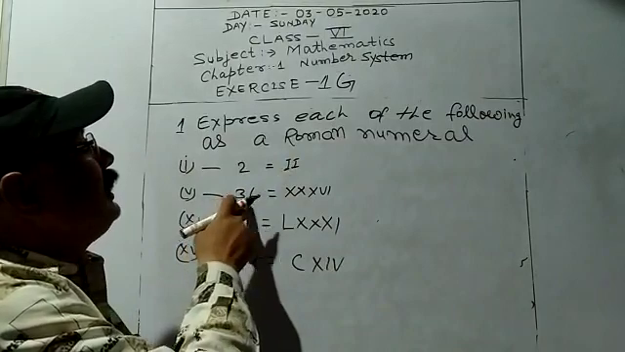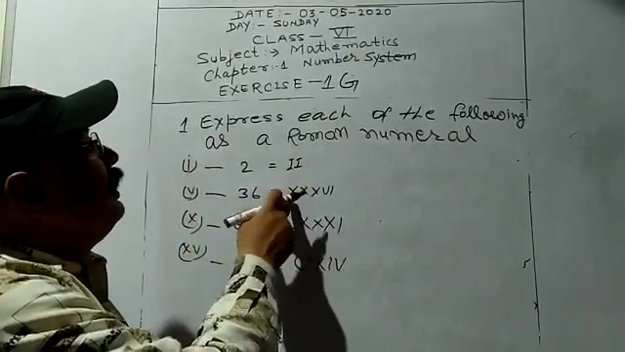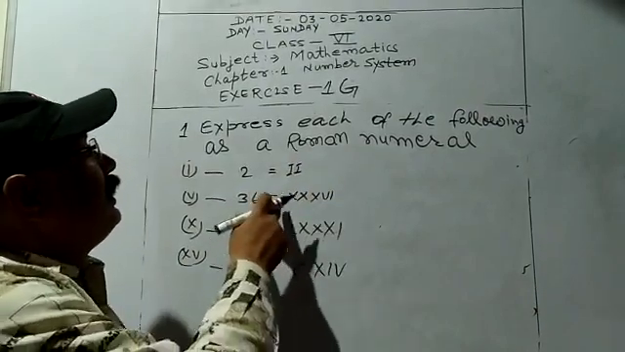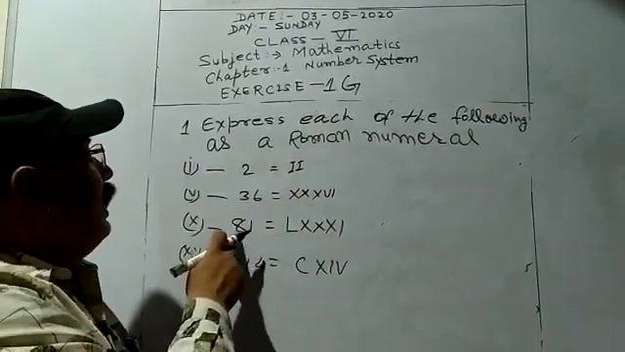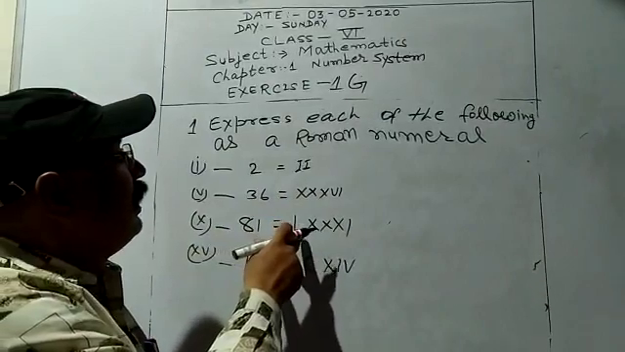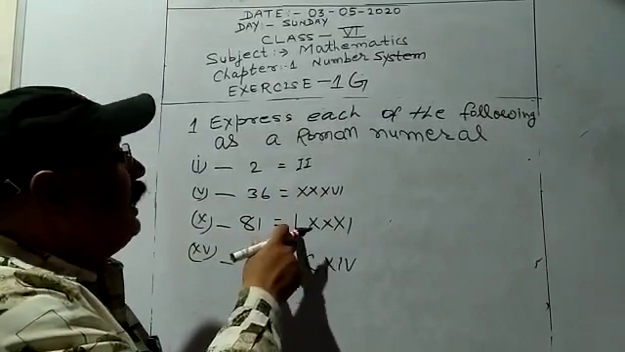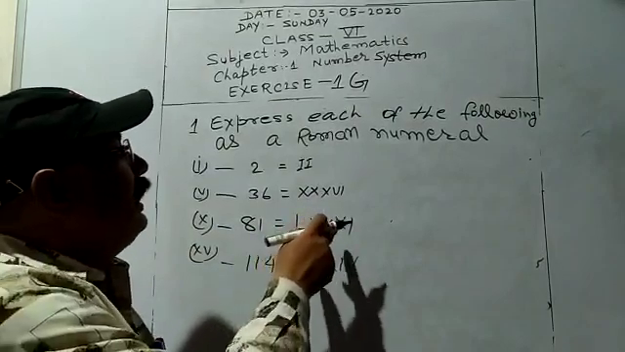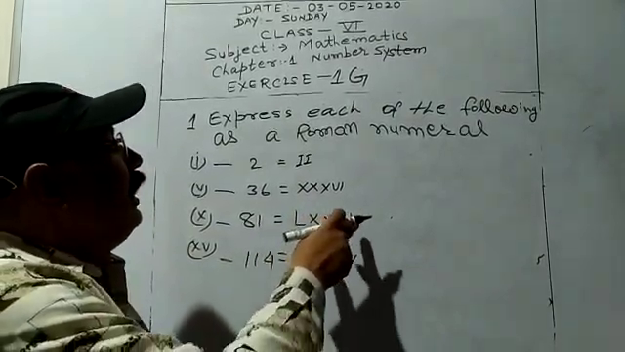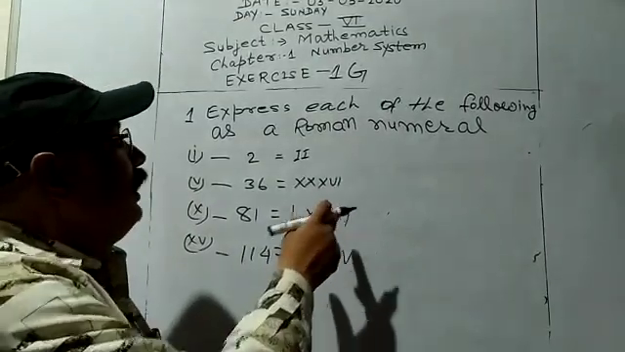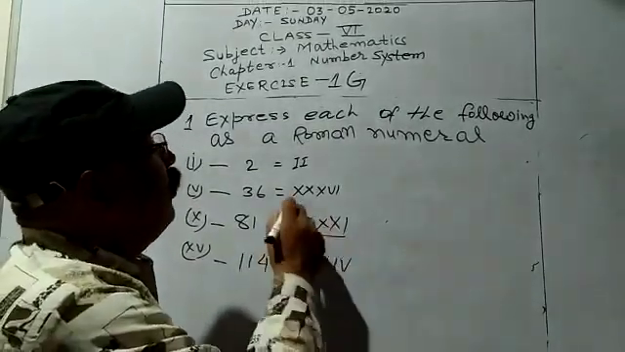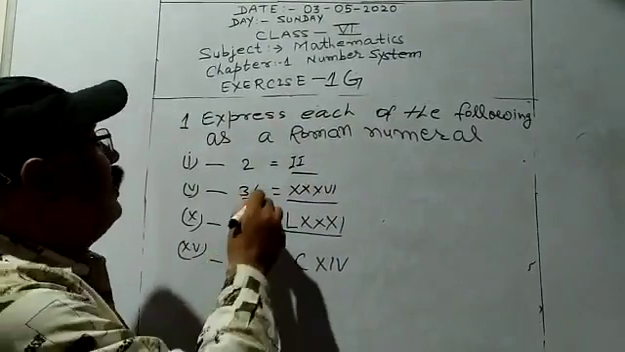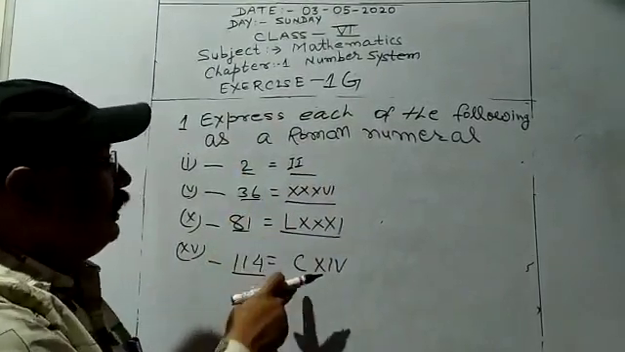Here is 36 in Roman: 10, 20, 30, 6. 36. 81: 50, 10, 60, 10, 70, 10, 80, 1, 81. 100, 14.